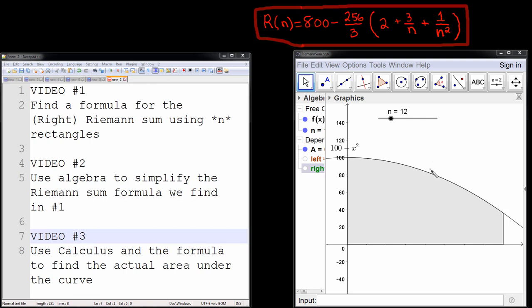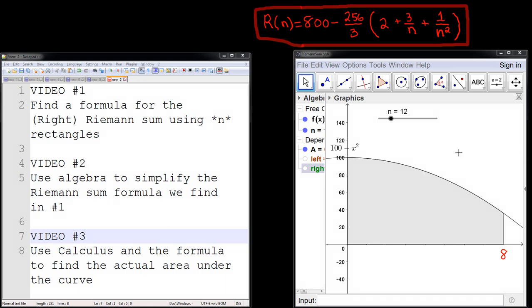Hello, this is Coach Travis, and what we've got here is the third in a sequence of 3 videos showing how to use Riemann sums and calculus to find the exact area under a curve. The curve that we're working with is 100 minus x squared, and we're trying to find the area under this curve between x equal to 0 and x equal to 8.